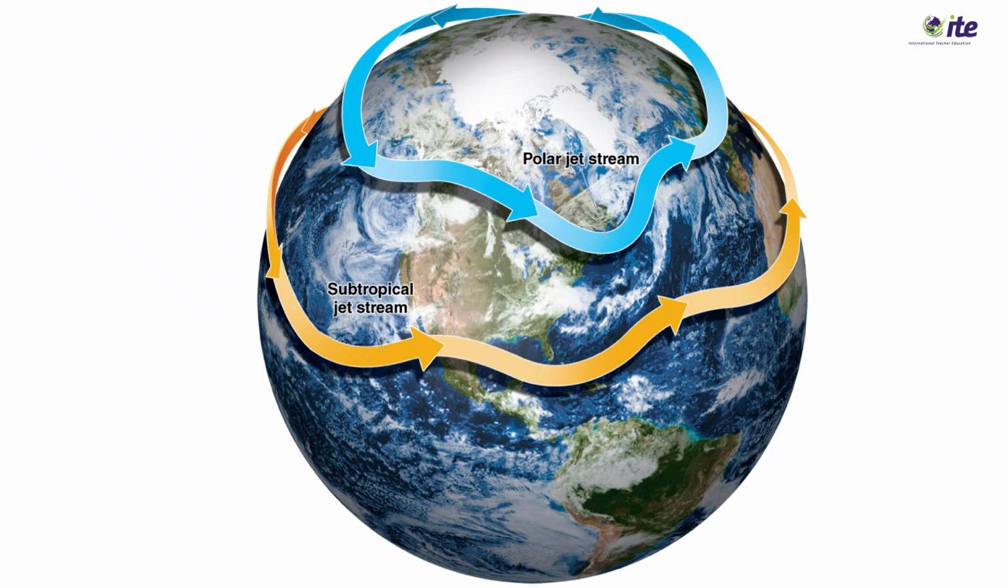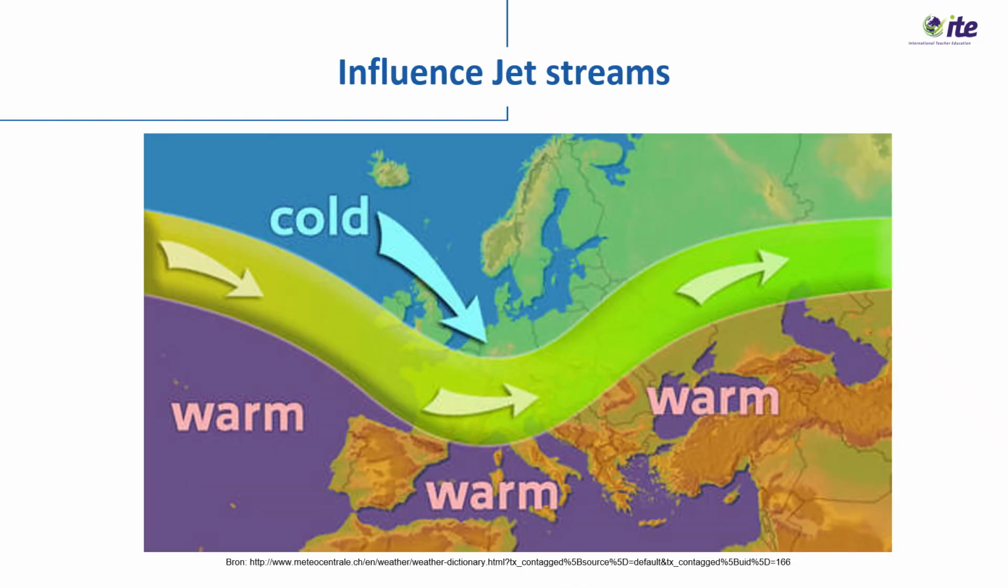So here you see this polar and this subtropical jet stream. And what influence does this have on temperature? As we see here, north of this jet stream, the air is colder, which makes sense because this is the air that comes from the North Pole, or the equivalent on the South Pole. But there the effect is way less because there's less land.